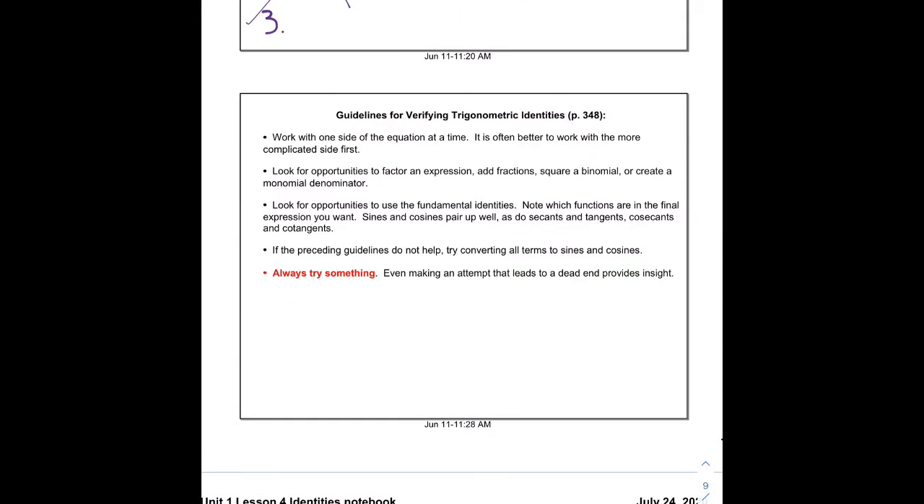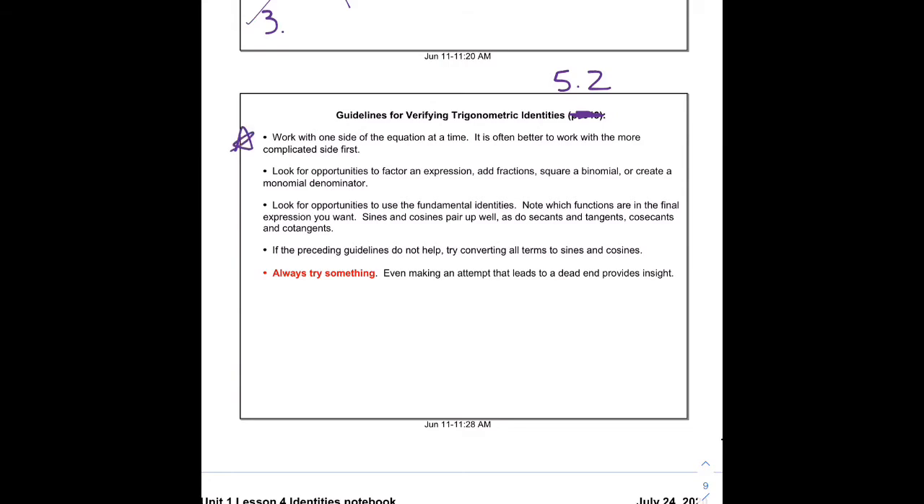Guidelines for verifying trigonometric identities, and they are located in your text. I'm not sure that that page number is quite accurate. I think that's from an old text. But if you refer to section 5.2 of your textbook, you will see these guidelines there.